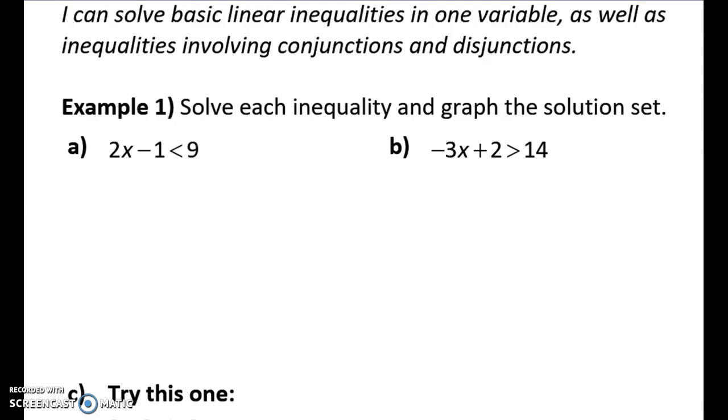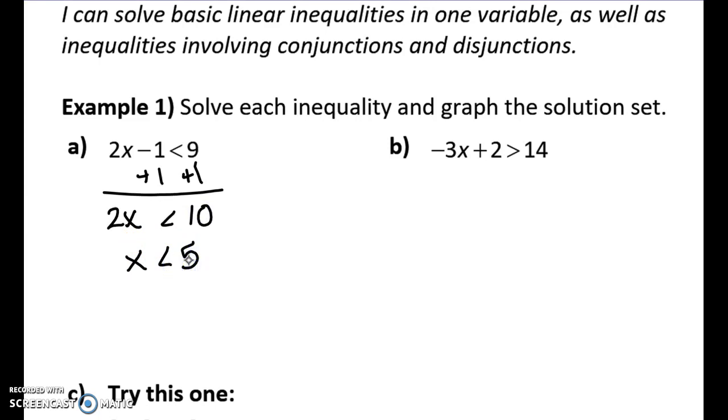Right here, if this was a basic equation, if that was an equal sign instead of a less than sign, I would always begin by adding 1 to both sides, which is what I'm going to do. So I get 2x is less than 10. Well, that just becomes x is less than 5.